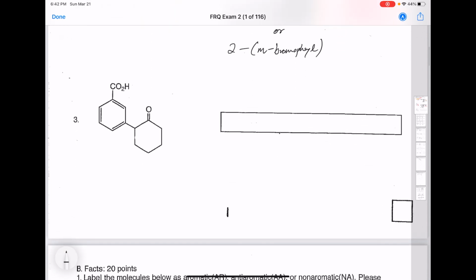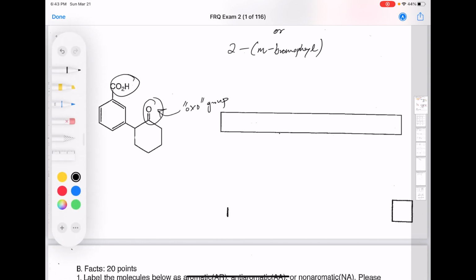Now for question 3, again we have a 2-ring system, but we can apply the same thought process to first identify the parent chain. When we identify our substituents, we see a carboxylic acid group there. We see a ketone here, or more specifically, it is an oxo group, and it falls within that.